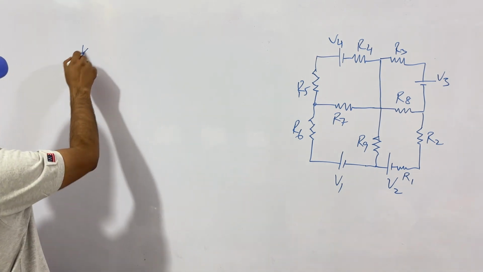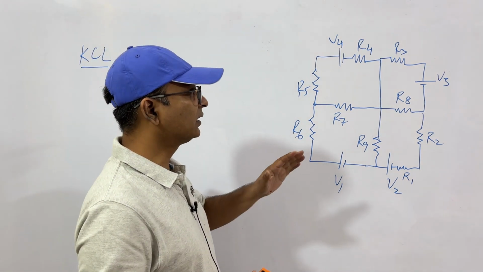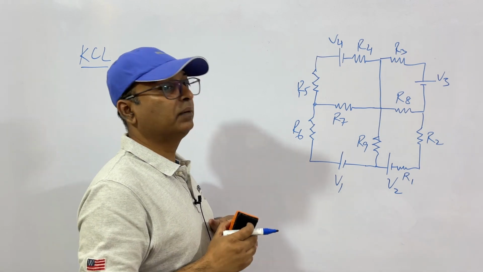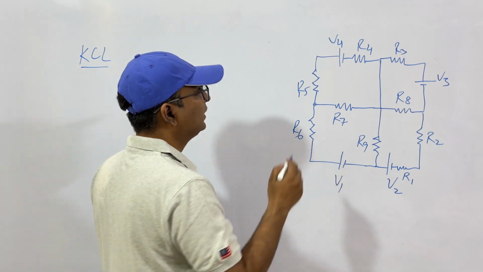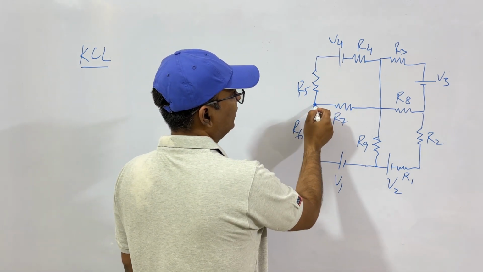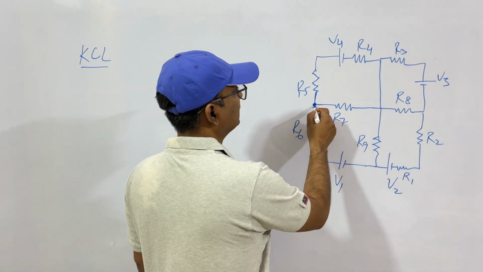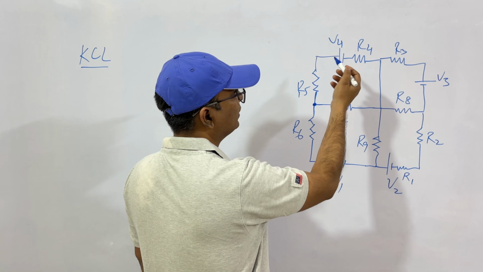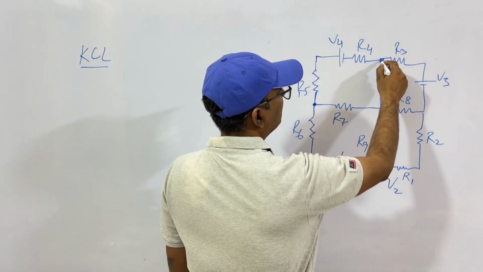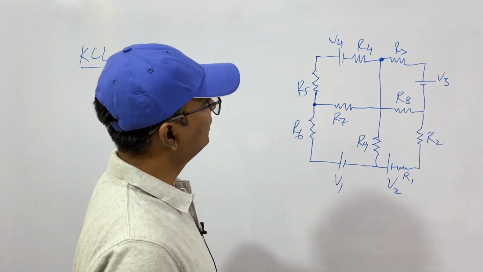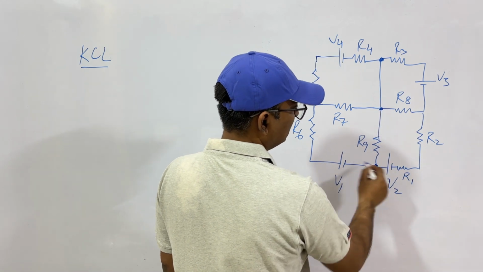First of all, KCL, Kirchhoff's current law states that at any junction, the algebraic sum of incoming currents is equal to zero. What is the meaning of this? What is a junction? A junction is where branches meet. This is a junction. Generally, when at least three branches meet at a point, we say it is a junction. So this is another junction, this is another junction, this is another junction.